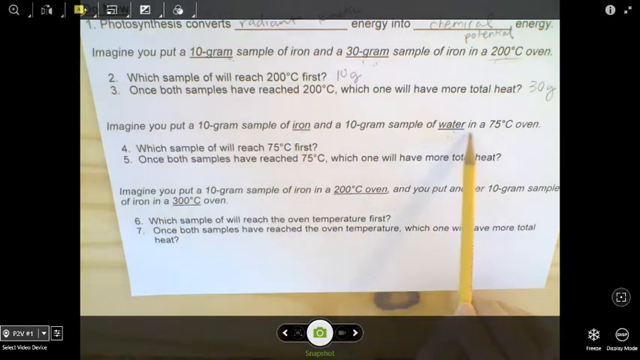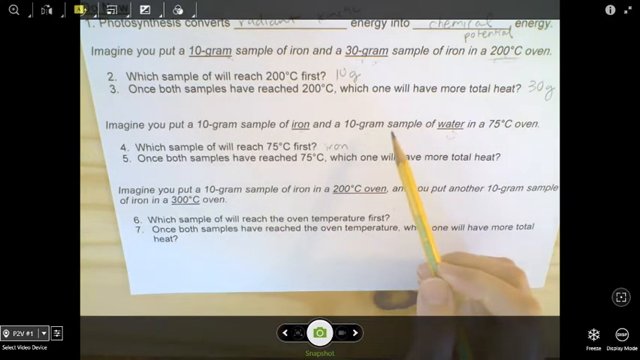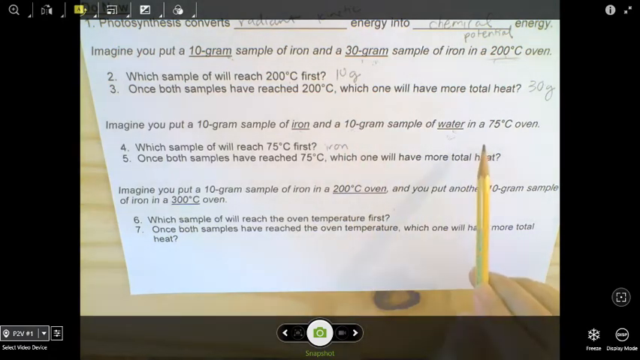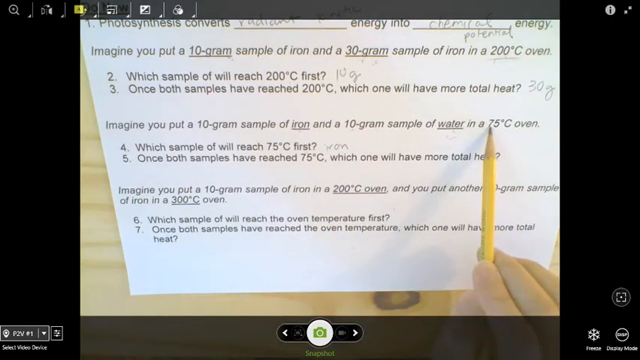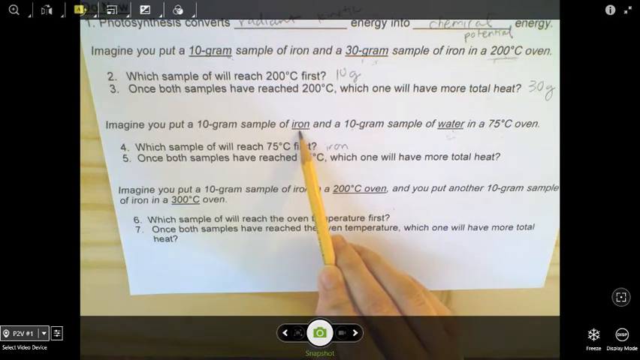You probably, if you were guessing, guessed iron, and if you did, you would have guessed correctly. Iron will reach that first, even though they have the same mass and they're getting up to the same temperature. Iron just doesn't need as much heat in order to reach that temperature. It's just something about the particulate nature of the iron structure. It just doesn't need to absorb as much thermal energy to get up to 75 degrees Celsius.